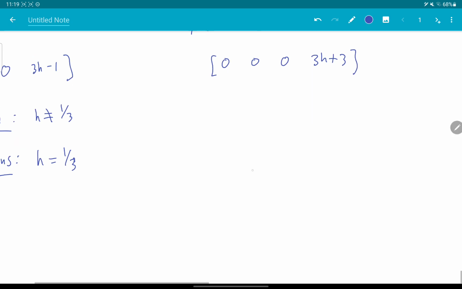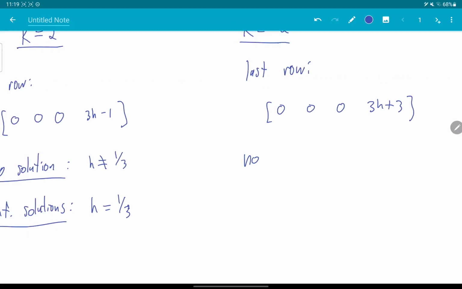And we get a similar situation here. We have no solution if h is not equal to -1, and infinite solutions if h does equal -1.